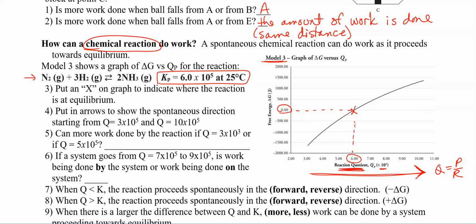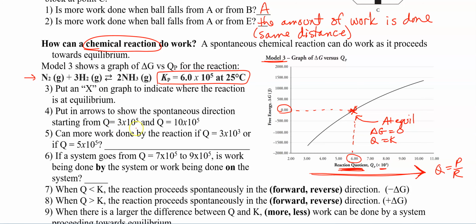So that means we are at equilibrium, right? So this spot here, we are at equilibrium. It is where we have delta G equal to 0, which means it's at equilibrium, and also Q is equal to K. So we're at the equilibrium constant, and so we must be at equilibrium. Okay, so that's question number 3.